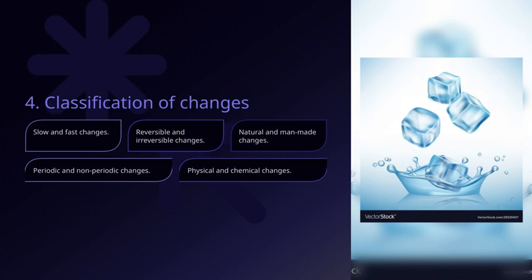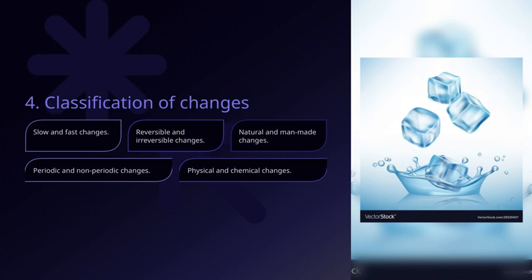Moving on, physical and chemical changes are fundamental concepts. Physical changes alter the form or appearance without changing the substance itself, such as chopping wood. Chemical changes, however, involve a new substance being formed, like rust forming on iron.